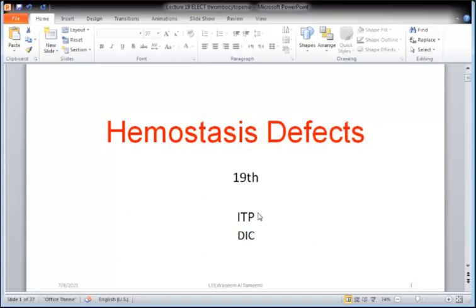I skipped the coagulation factor deficiencies, like hemophilia and von Willebrand disease, because you may take them in other courses and another specialty, and to save time and in order to give just examples of bleeding disorders.